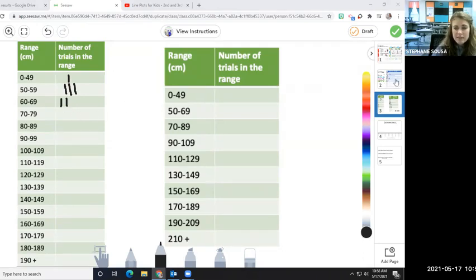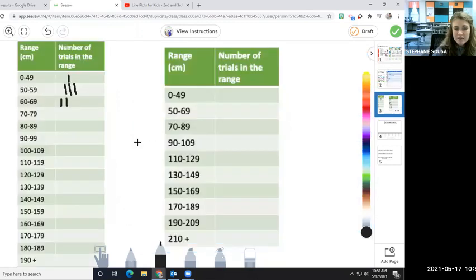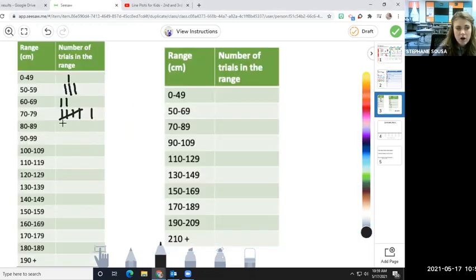Let's take a look at the 70 to 79. This had 1, 2, 3, 4, 5, 6 different cars drove between 70 and 79 centimeters. So we're going to tally out 6. Okay. Let's take a look at the 80 to 89. There is one car that drove 81 centimeters. So that gets 1 tally mark.